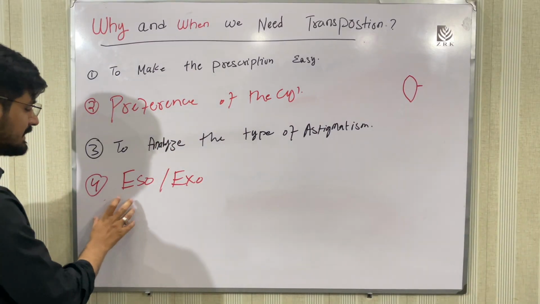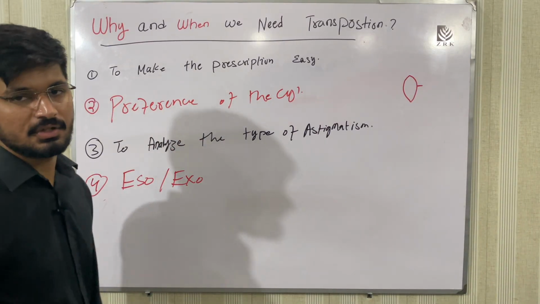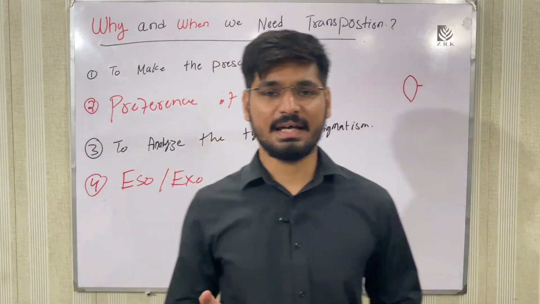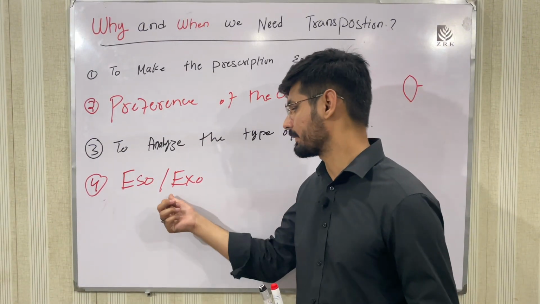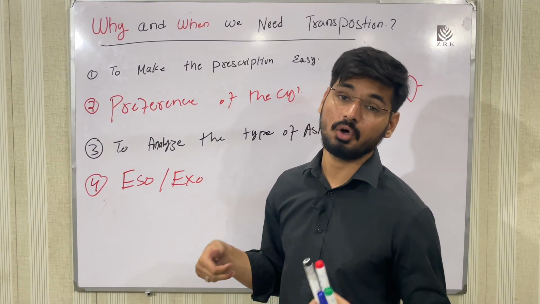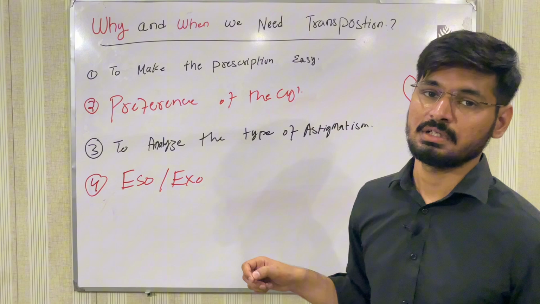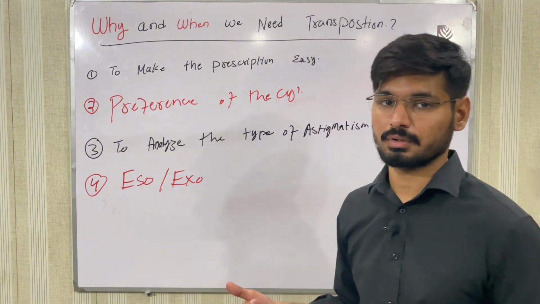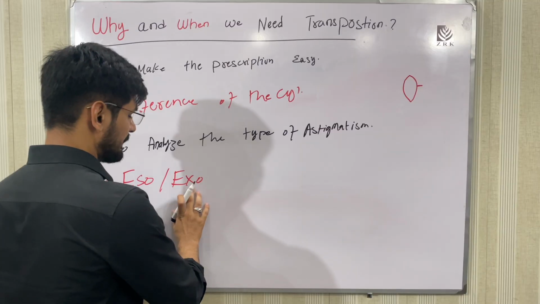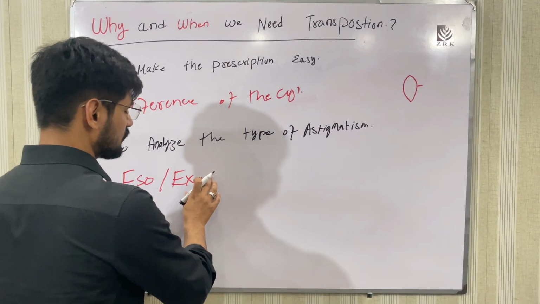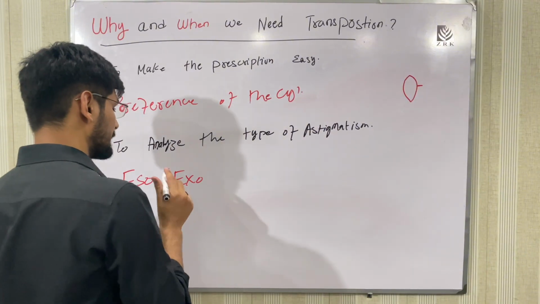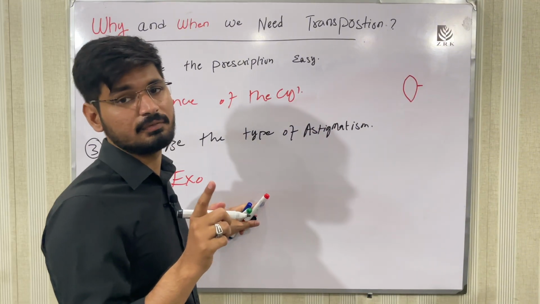The next point is eso and exo deviation. Eso and exo deviation. What does it mean? It means that if we have esotropia or exotropia, then how do we know whether this prescription should be transposed or not? Should it be transposed or not? For example, if my patient comes to me with accommodative exotropia, accommodative squint will be treated with glasses.